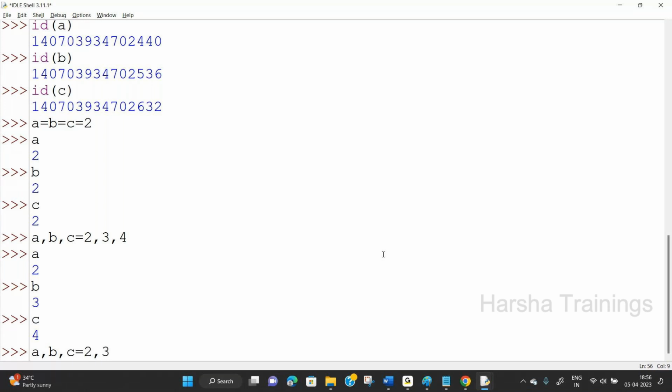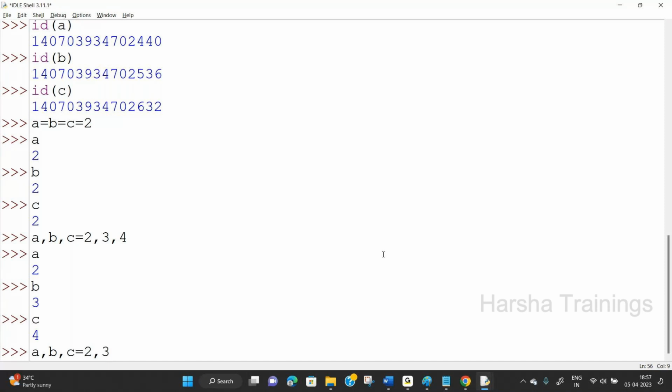What is the value of A? 2. What is the value of B? 3. Now what is the value of C? Exactly. Remember, on the left side you have three variables. Compulsorily you need to give three values. Yes or no? You have three variables means three values.